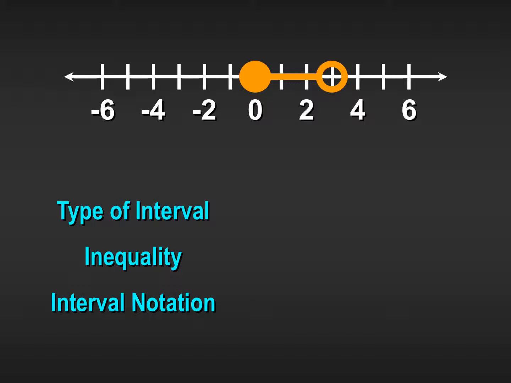For this type of interval, one end is closed and one is open. We're going to call this half open. We're going to be positive and say it's half open instead of half closed. So our inequality is that it can include 0, but it can't include 3. So between 0 and x it's going to be less than or equal to, but it's only going to be less than from x to 3. And then in our interval notation, we're going to have a square bracket around the 0 because that's closed, but a parenthesis around the 3 because that's open.